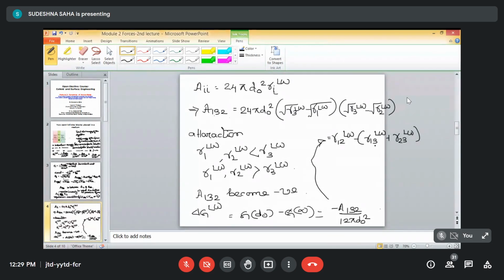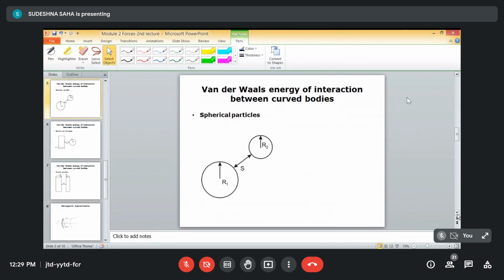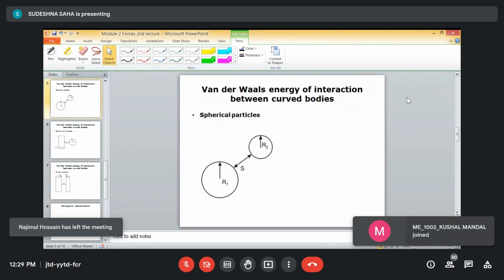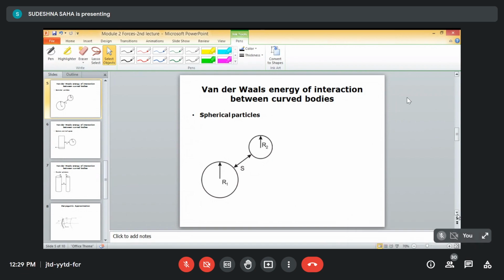Okay, ma'am. Next is some special cases. We are not going to derive it, but rather we will just try to see the empirical formula and the significance of that formula, and only the parameters which are very important for it, because most of the formulas are quite big. We will just see what parameters directly affect the van der Waals energy of interaction between different shapes of the particles.